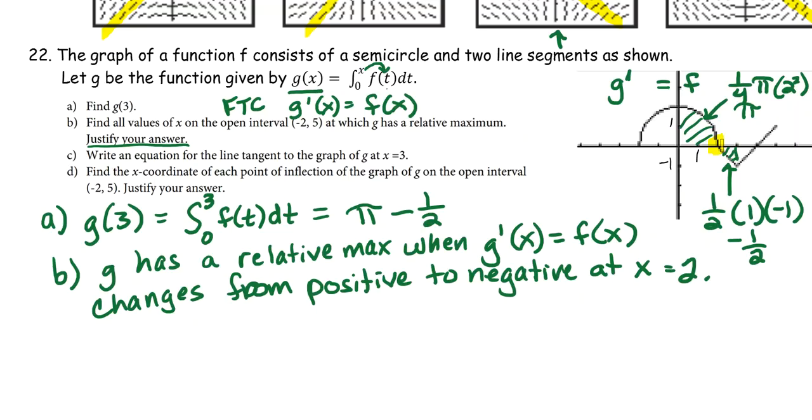All right, and then for part C, write an equation of the line tangent to the graph of g. So for any tangent equation, we would need a point of tangency.